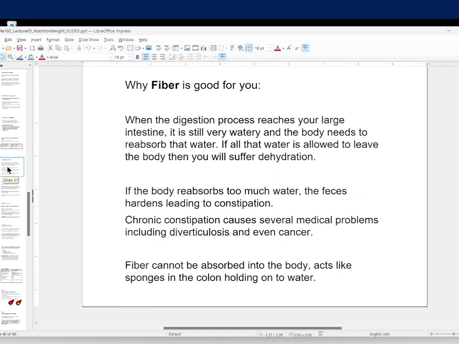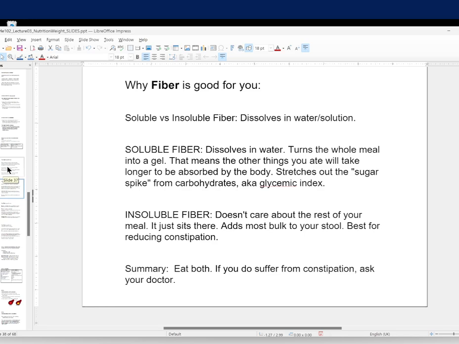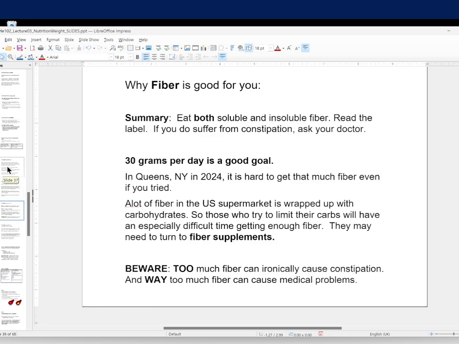So to help you reduce your risk of colon cancer and diverticulosis, then you want to make sure you get enough fiber. Americans are supposed to get 30 grams of fiber per day.